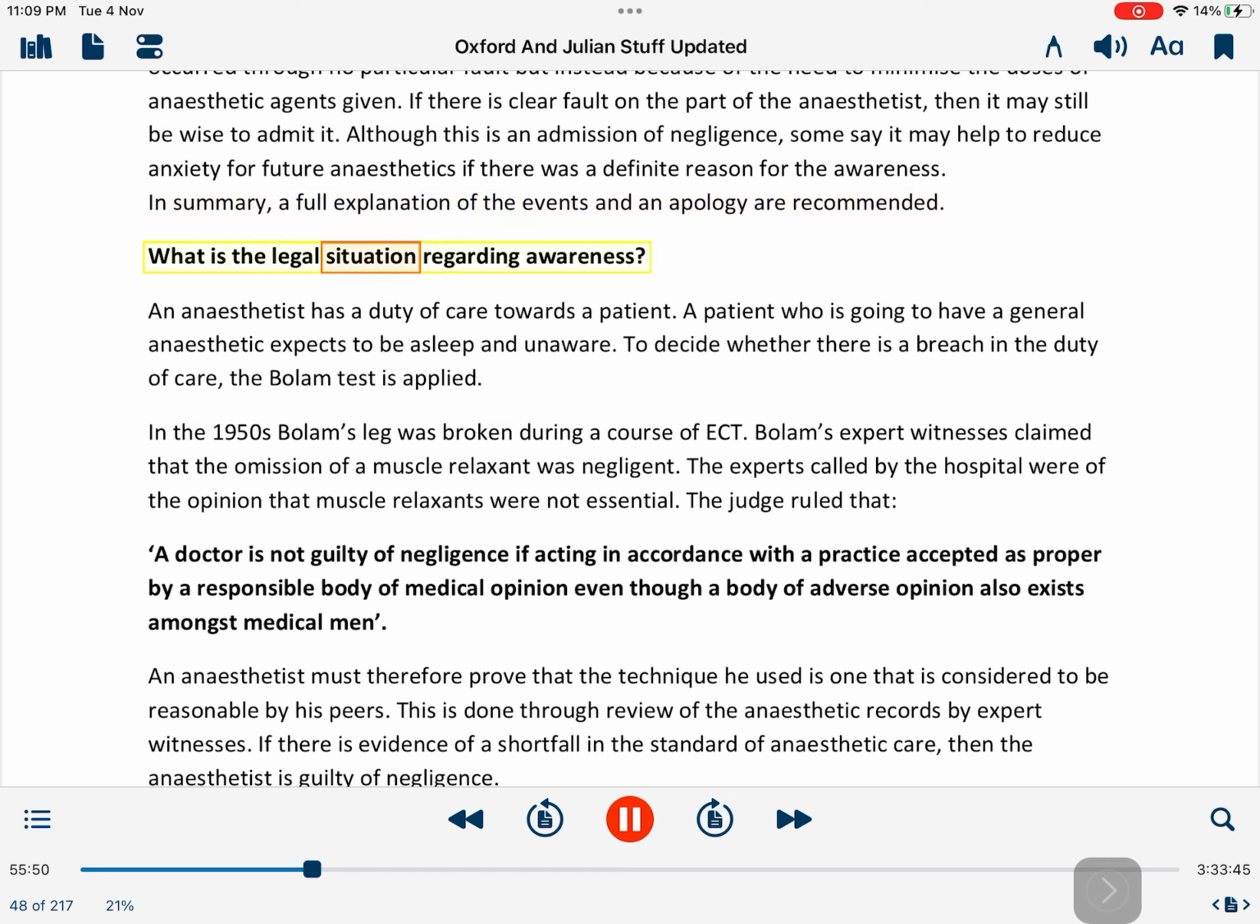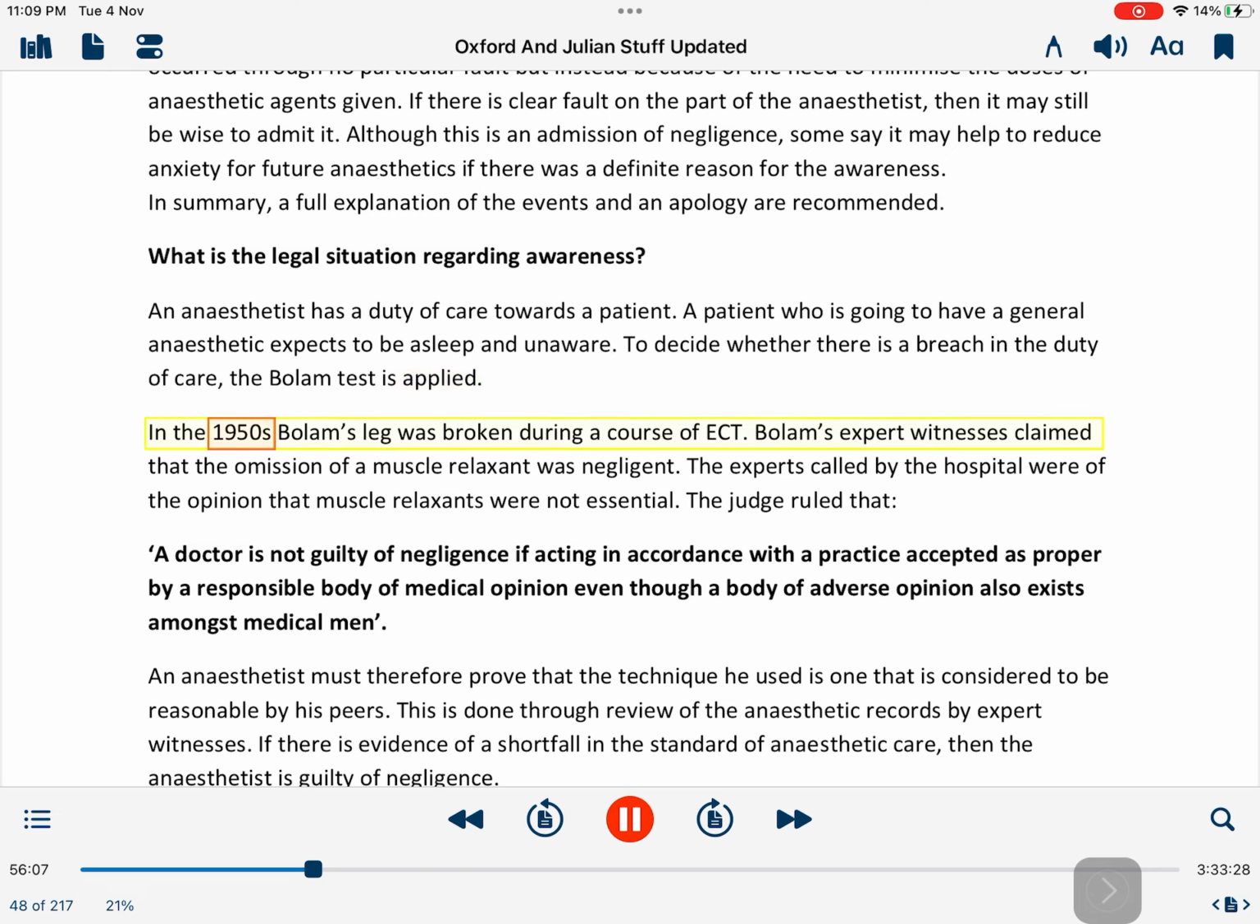What is the legal situation regarding awareness? An anesthetist has a duty of care towards a patient. A patient who is going to have a general anesthetic expects to be asleep and unaware. To decide whether there is a breach in the duty of care, the Bolam test is applied.